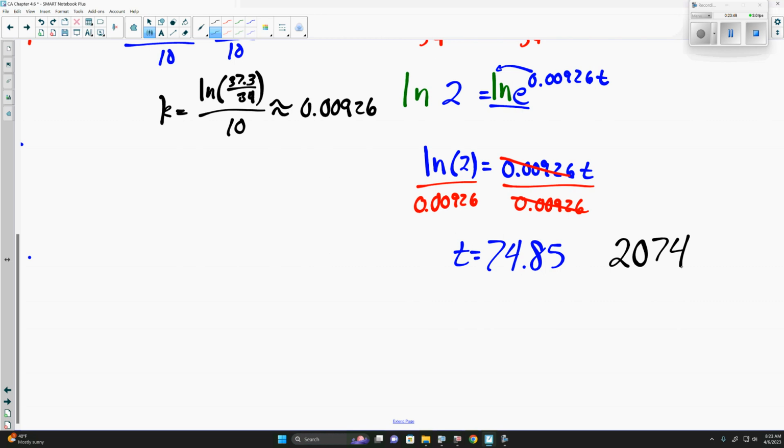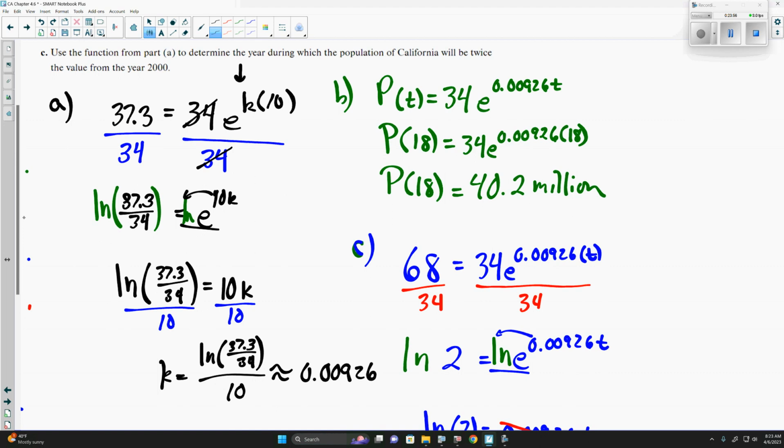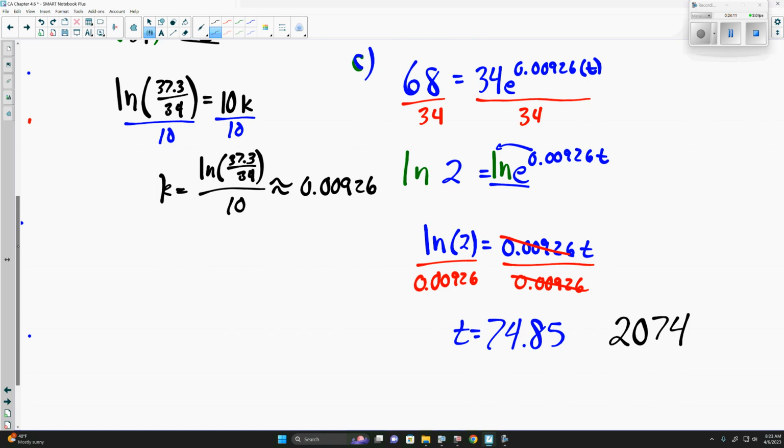And it's all in the wording. Let me look at the wording one last time. Use the function to determine the year during which the population will be twice the amount, yes? So if we're talking about 0.85 years, we're still in the middle of 2074. So the year in which the population would have doubled is just 2074. We don't have to put the decimal because we're still in the middle of the year. And most likely we're going to be somewhere in November, if I were to guess.